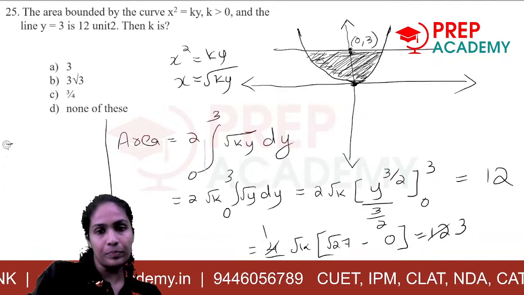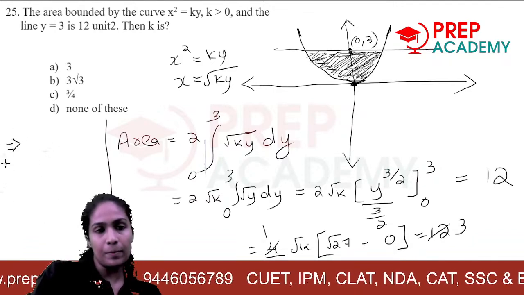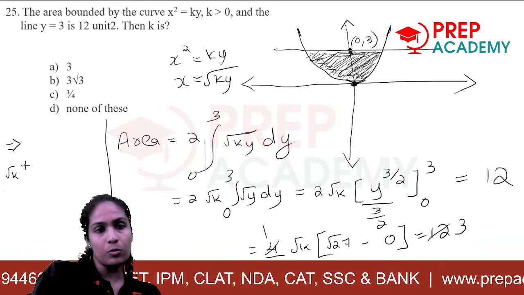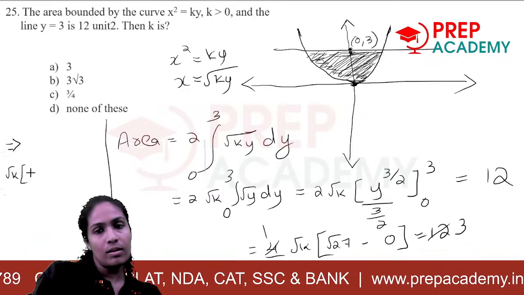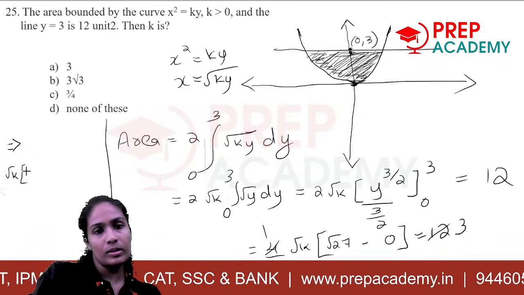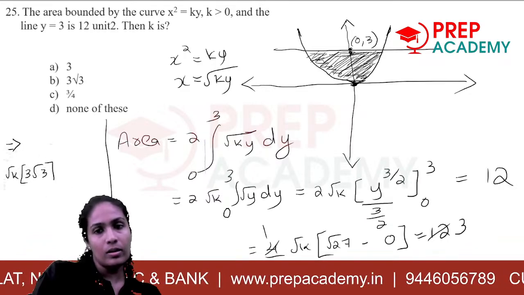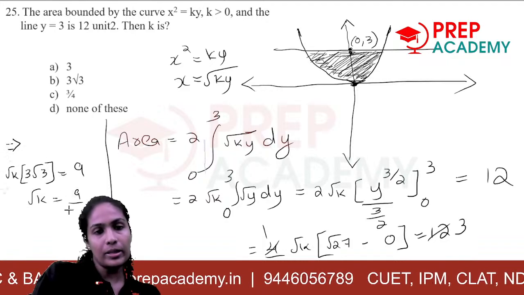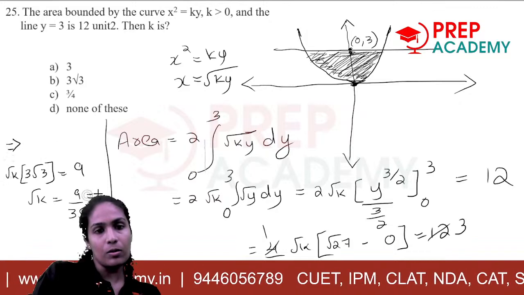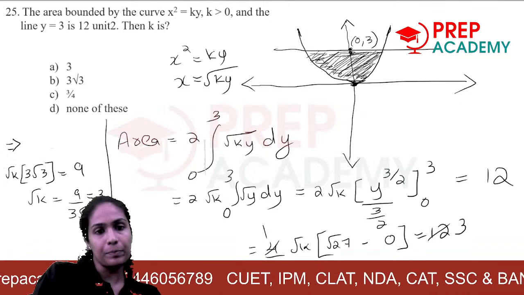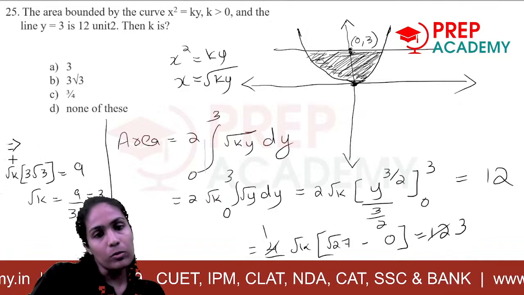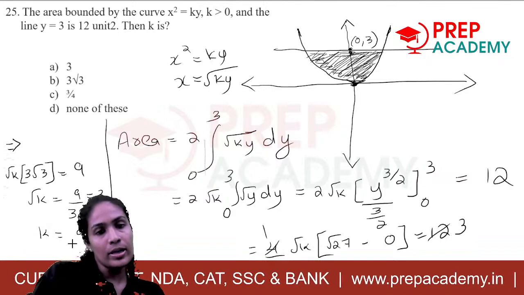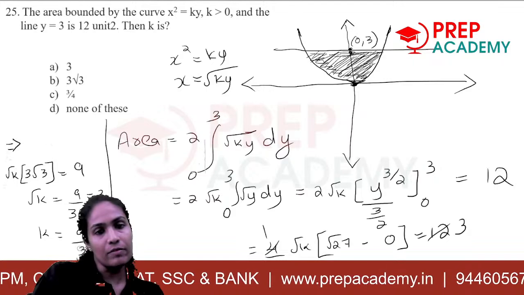So this implies root k into root of 27 is 3 root 3, which is equal to 9. Root k is equal to 9 by 3 root 3, which is equal to 3 by root 3. Root k is equal to 3 by root 3, or k is equal to, on squaring both sides, 9 by 3, which is equal to 3.